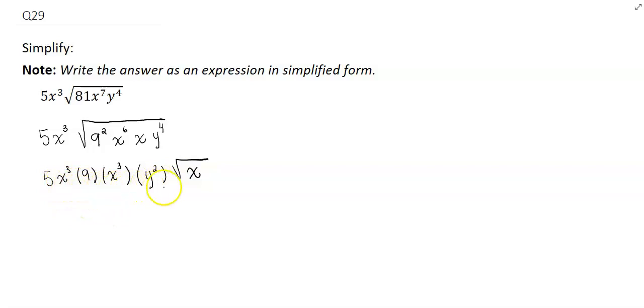Now all this is multiplying, and I know how to multiply those things using the power rule, the exponential rule. 5 times 9, 45. x^3 times x^3 is x^6. I add them because they have the same base. The y^2, there is no other y to go with it. And this is the 5.